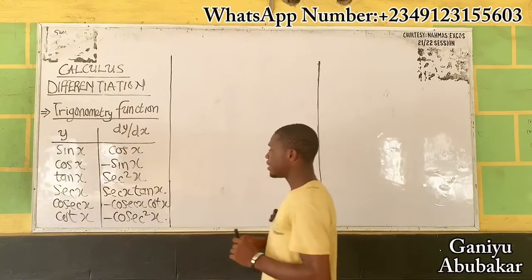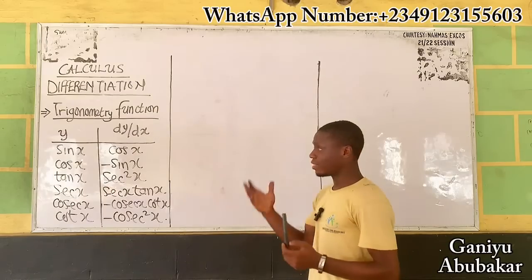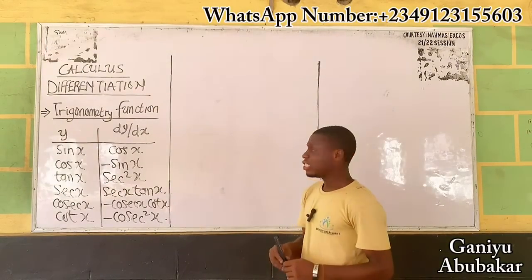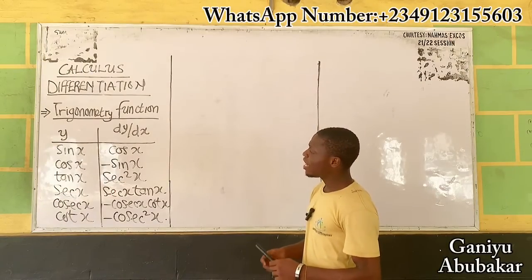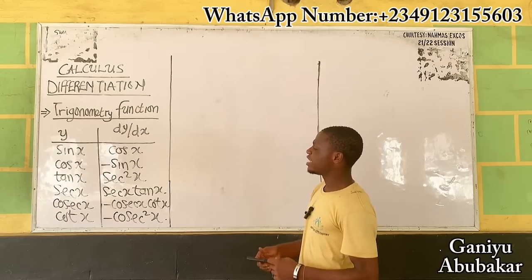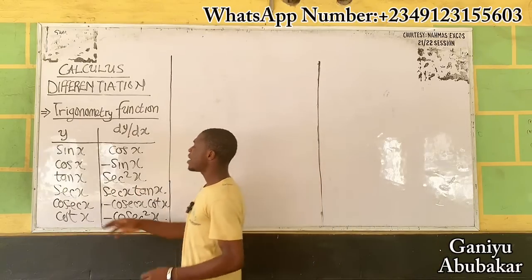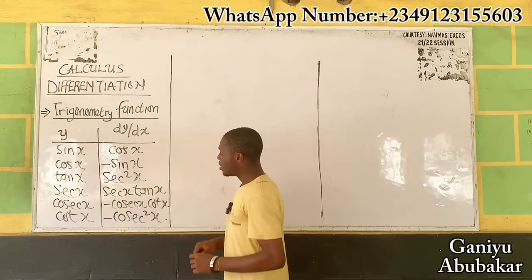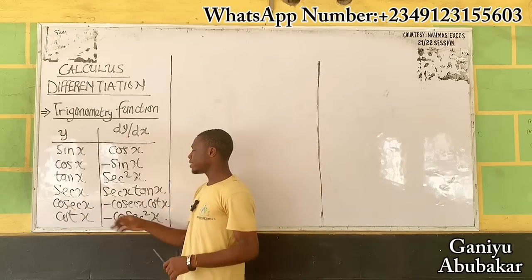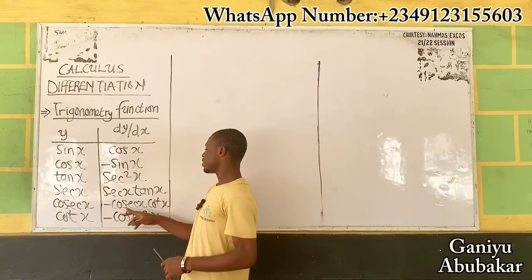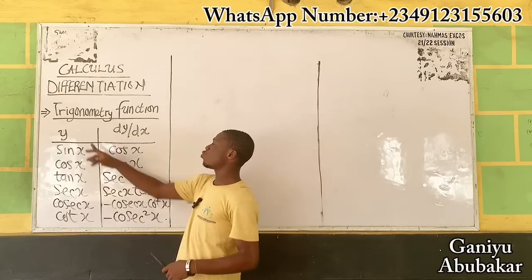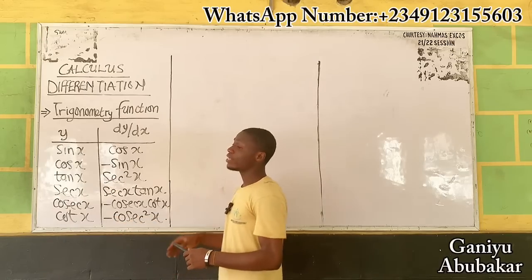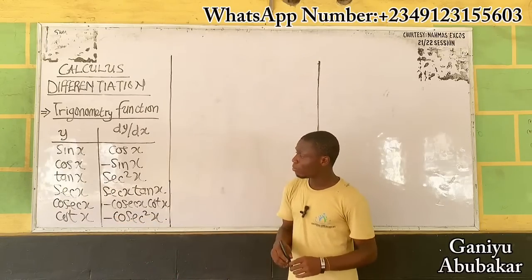If you can know it the way I list it out, you're very good at trig function. So note that given that y equal to cos x, dy over dx is minus sine x. Given that y equal to tan x, dy over dx is sec squared x. Given that y equal to sec x, dy over dx is sec x tan x. Given that y equal to cosec x, dy over dx is minus cosec x cot x. Given that y equal to cot x, dy over dx is minus cosec squared x. This is how this table works.